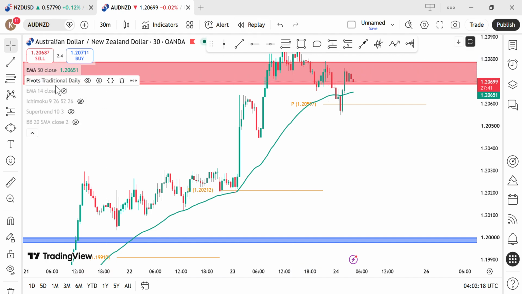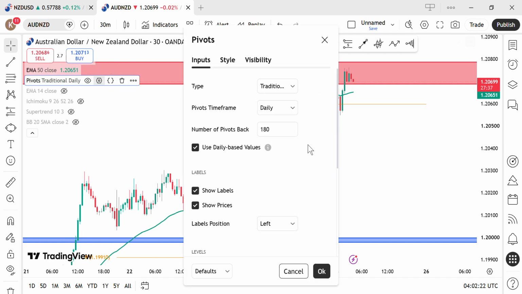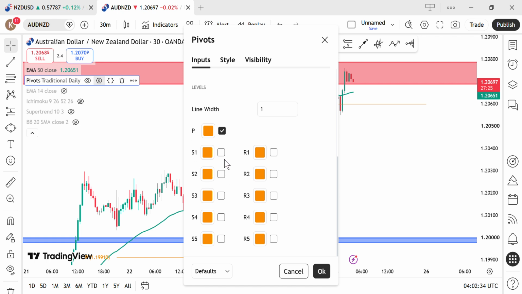So this is how: you can go to indicator and type pivot, it will come, and then this is the setting you must do. The type should be traditional, pivot time frame daily. You have to set the number of pivots you want backwards. It depends on what you want, and you have to untick all the SR levels, and leave only the pivot level.